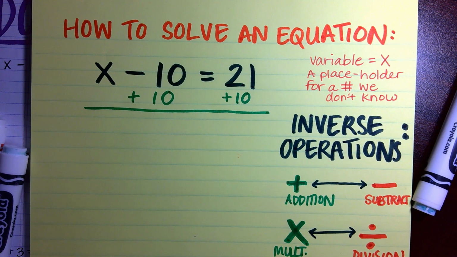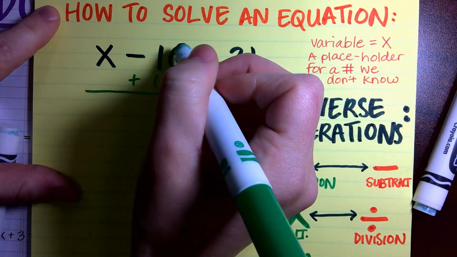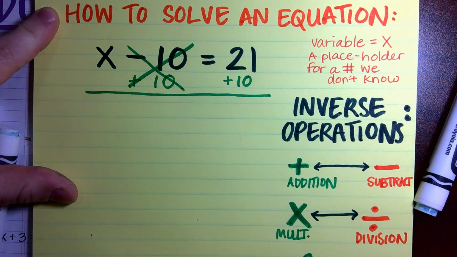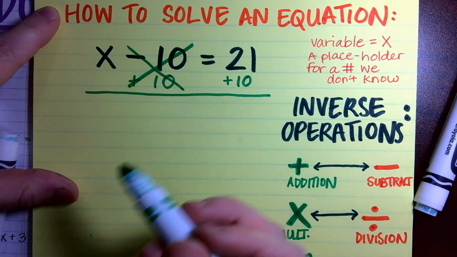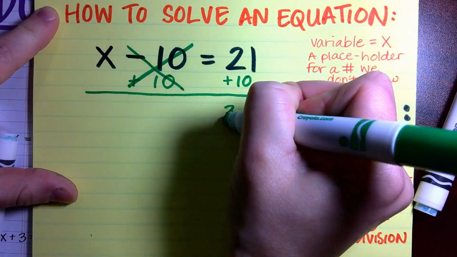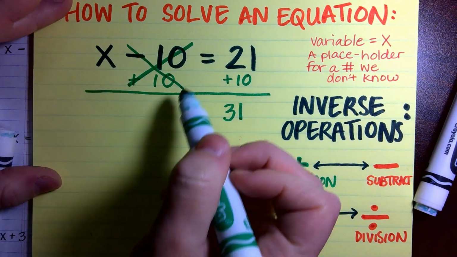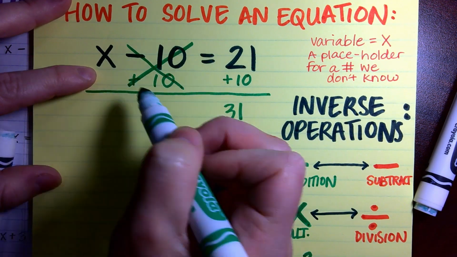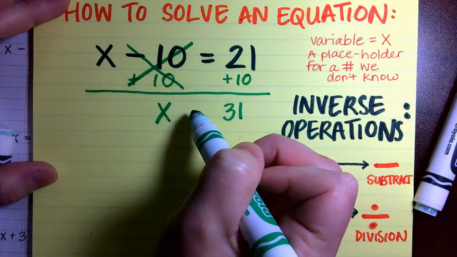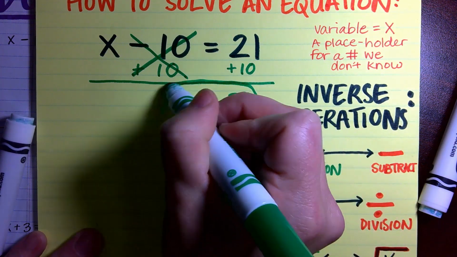So what happens here? 10 cancel out. Yes, negative 10 plus 10 is 0. We're not going to write x plus 0. We're just going to cross it out. Yeah, 21 plus 10 is 31. And then what do I do? Yes, we're going to bring the rest of our equation down. I still have x left, still have equals. I got 31. That is your answer.